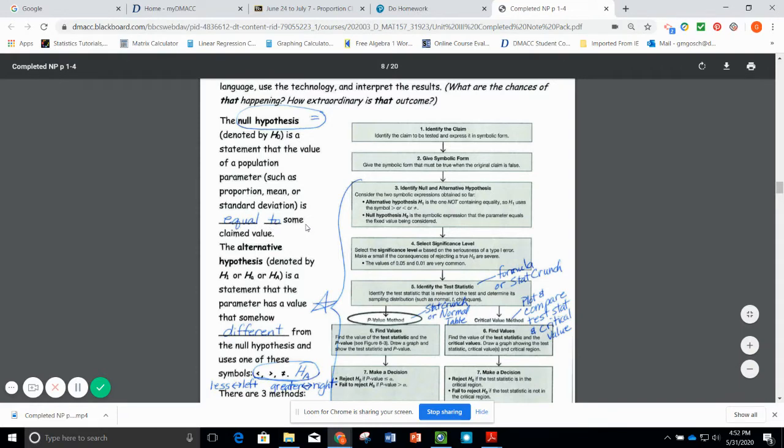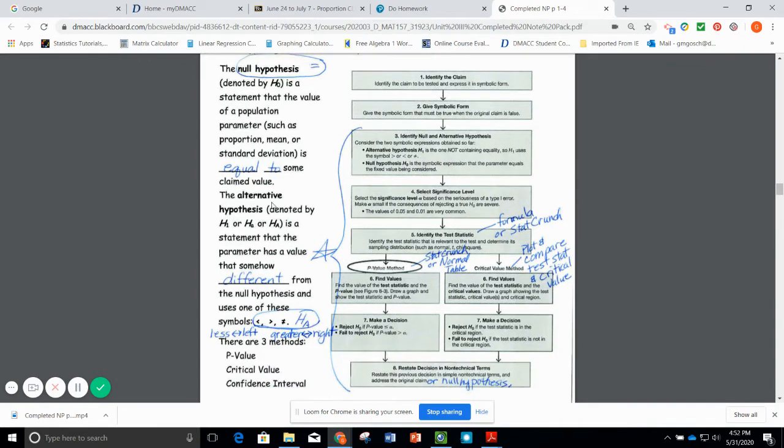Now, the opposite of equal to is a couple other things. The alternative hypothesis is denoted by H of 1, H A, or H capital A. It is a statement that the parameter has a value that is somehow different. So different would mean that it's not equal to, less than, or greater than. One of these three signs are the options for the alternative hypothesis. If it's less than, you're looking at the left tail. If it's greater than, you're looking at the right tail. That'll make more sense as we move forward.